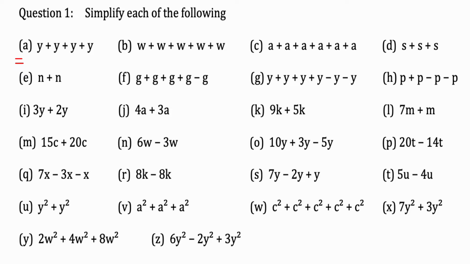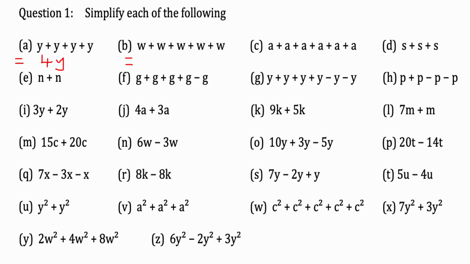y plus y plus y plus y. Think of it as I've got 1p plus 1p plus 1p plus 1p. I've got 4p, but instead of p, I've got the letter y. So I've got 4 lots of y, which I write as just 4y without the times sign. So the answer is 4y. I don't usually write y4, because that can be misinterpreted as y to the power of 4. We always write the number first and then the letter next to it.